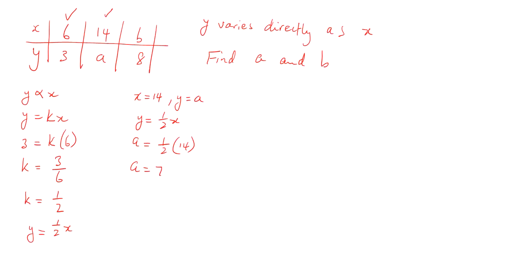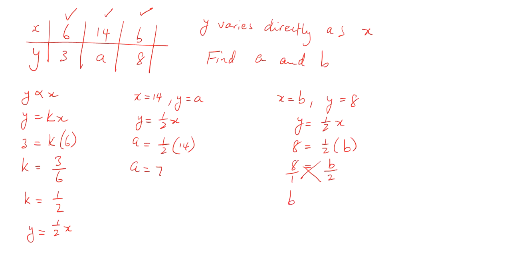Then to find b now, we know that x is equal to b and y is equal to 8. The equation is y equal to half x. So therefore 8 is equal to a half multiplied by b. Right? So this can be written as 8 is equal to b over 2, and 8 is the same as 8 over 1. So we just cross multiply. So we end up with b multiplied by 1 will give me b, and 8 multiplied by 2 will give me 16. So b is equal to 16.